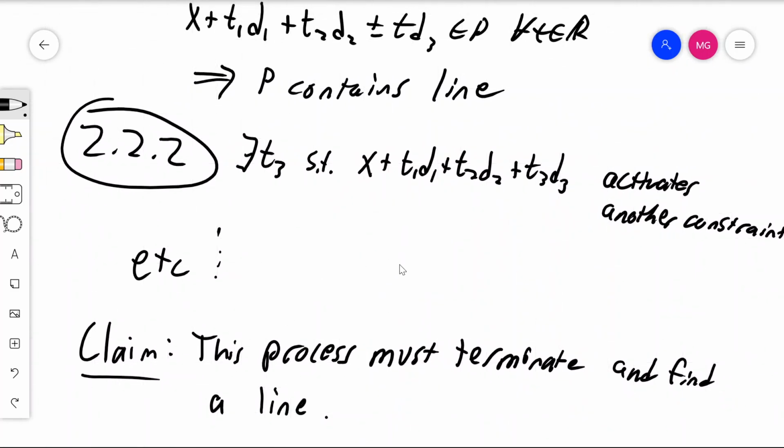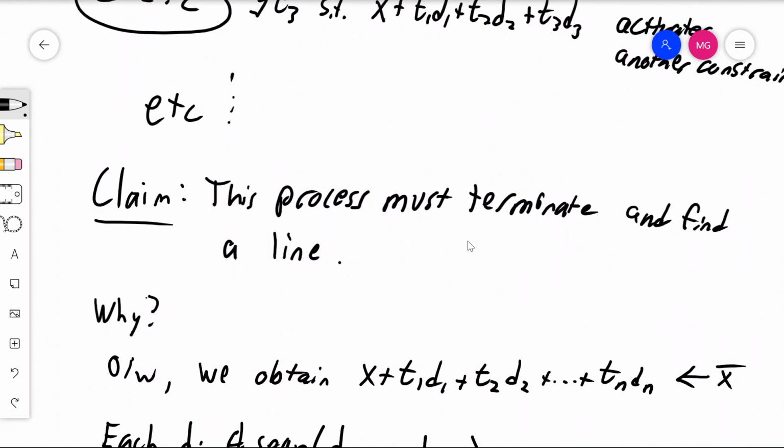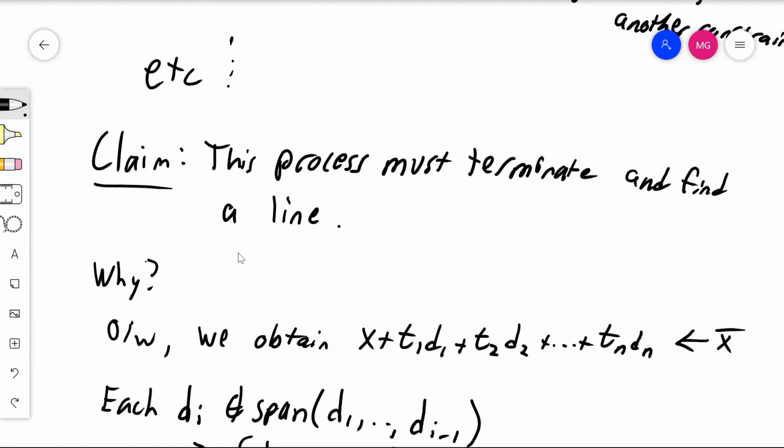So every time you do this, you travel in some new direction, and it's not in the span of the prior ones, and either you can travel infinitely far in that direction, in which case you found your line, or you'll run into a boundary at some point, and that'll activate a constraint. But the claim is that the process has to terminate, and it will find a line. Why does that have to happen?